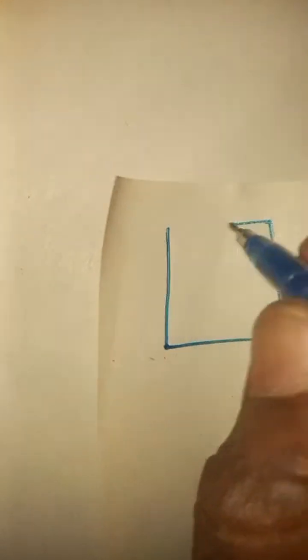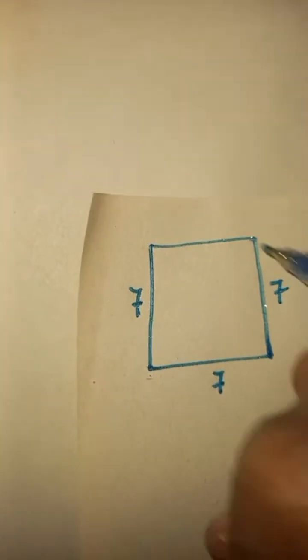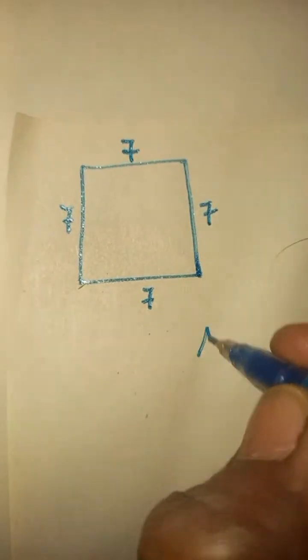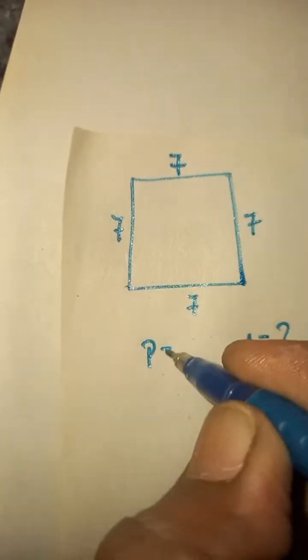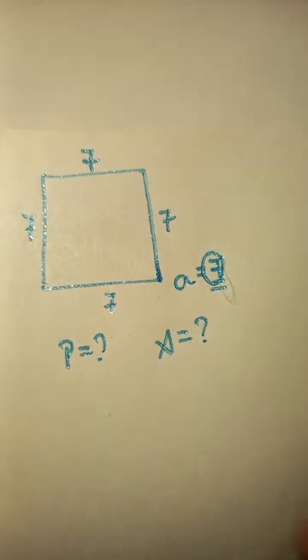Let's take the next one. In this square I am going to take all the sides as 7 units. When all the sides of this square are 7 units, you need to find the area and the perimeter. Let's find them out. Here the side length is 7 units.